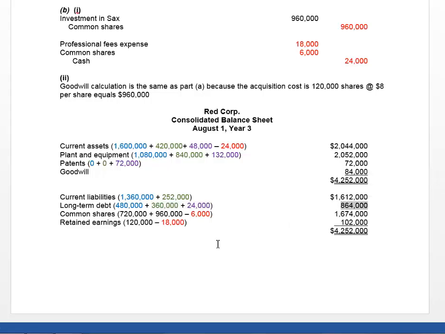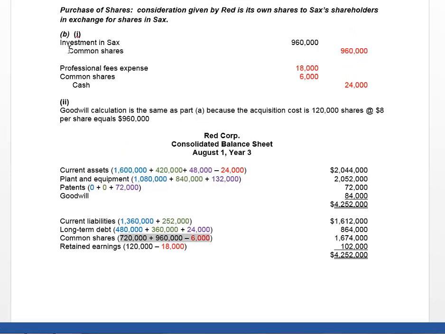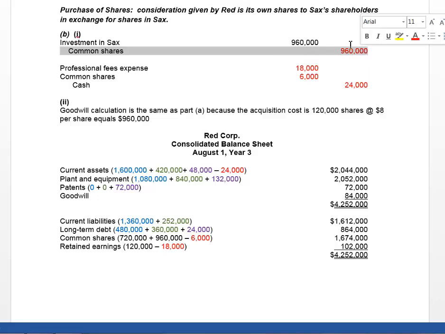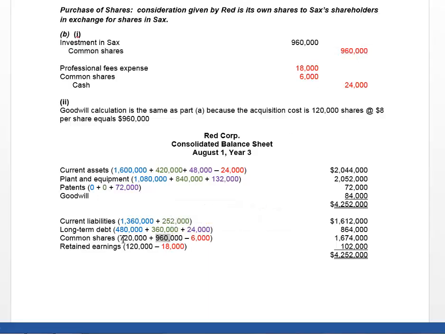It's $864. Notice here now in the common shares, that looks a little bit different than it did in Part A. Now we have only the common shares of the parent Red, but don't forget to affect the business combination. What Red did is Red had to issue its own shares in this illustration. So that 960,000 has to be added in. This was the common share dollar value for all the shares that were issued by Red to its own shareholders.